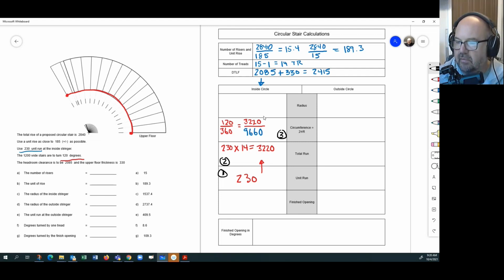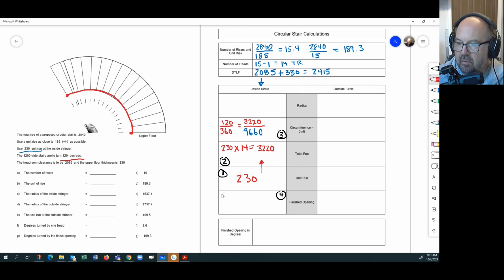Let's see. Do we have enough? Yeah, we don't need this number up here at the moment anyway. We're going to use it later, but we don't need it at the moment. So let's come down here and do this. And remember what this guy was? Unit rise over unit run is equal to drop to line of flight over finish opening. Golly, that's easy.